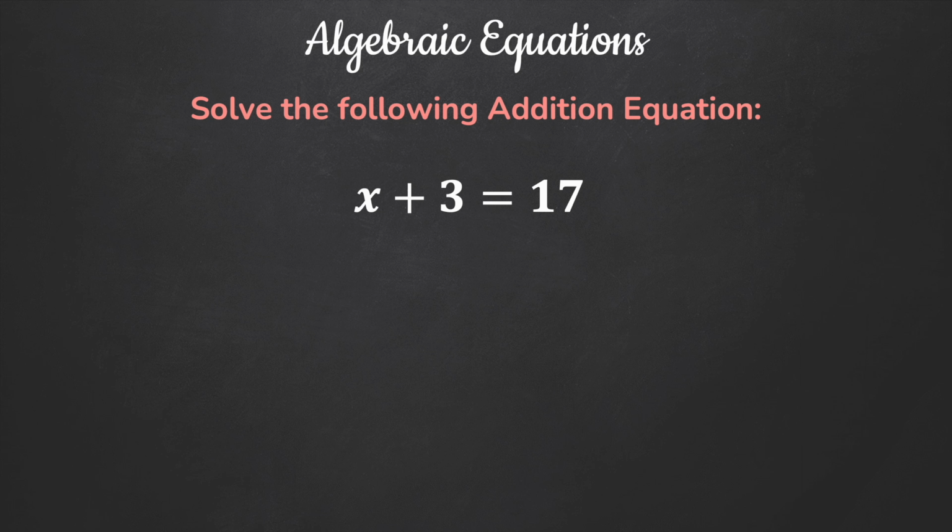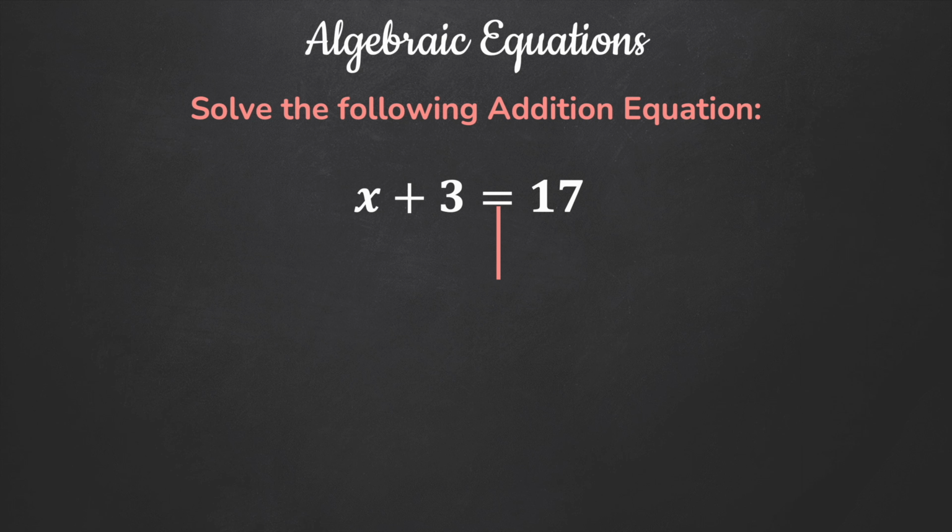Now, in order to figure out that missing value, we're going to treat our equation like a balance, which is separated by our equal sign. So our left side has to be completely balanced out with our right side, meaning whatever we do to one side, we have to do to the other side.